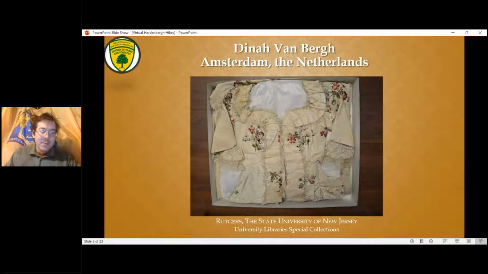What we have here in the picture is actually a photograph of Dina van Berg's dress, a piece of her clothing that also survives in the university archives and special collections at Rutgers, which is really rare, to be able to have a piece of clothing that we know has direct provenance from a particular woman.